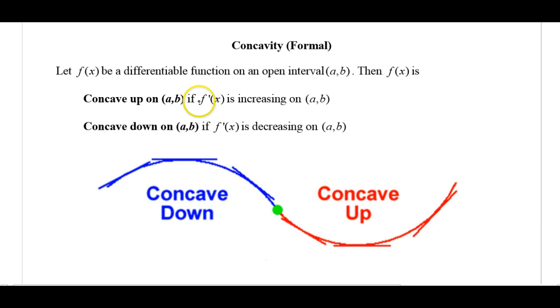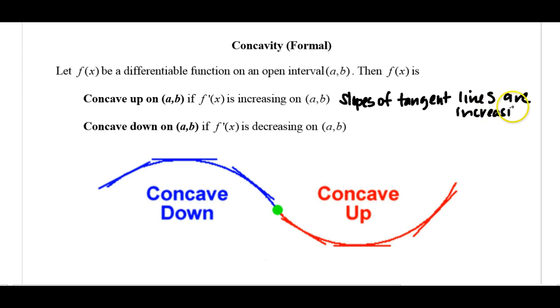So let's go back to how we should think about derivatives automatically: we should reference slope of the tangent line. So what this is saying is that a function is concave up if the slopes of tangent lines are increasing. So let's go ahead and take a look at the image below.